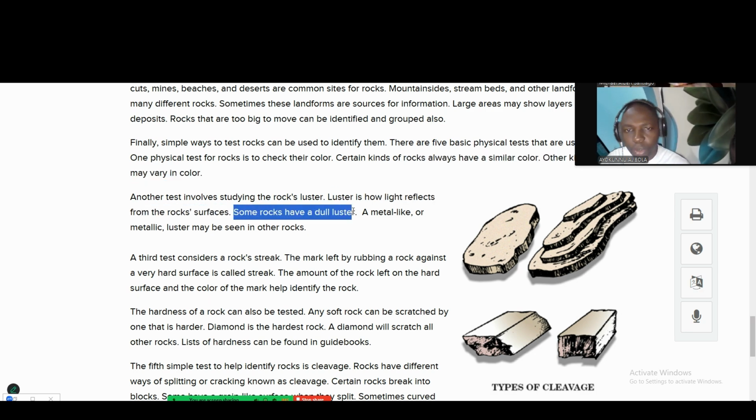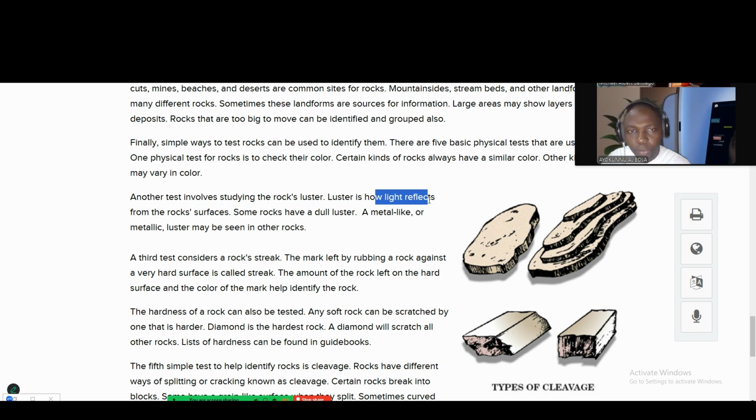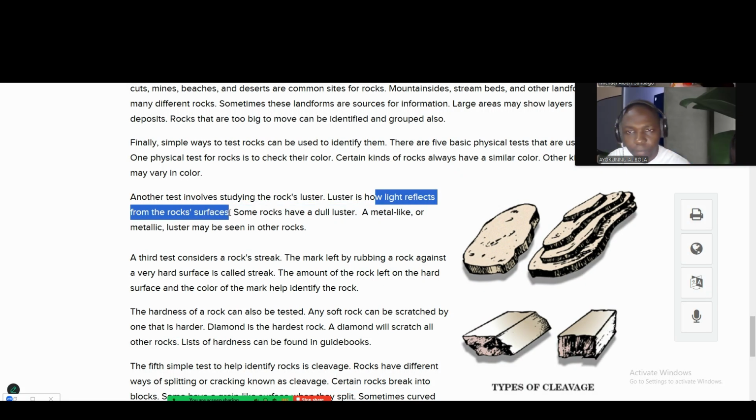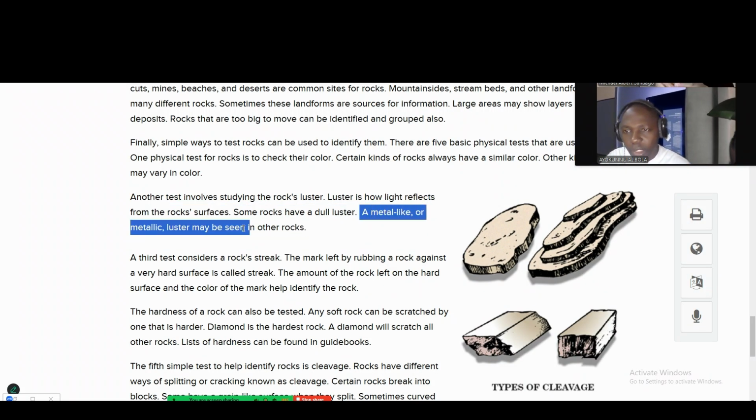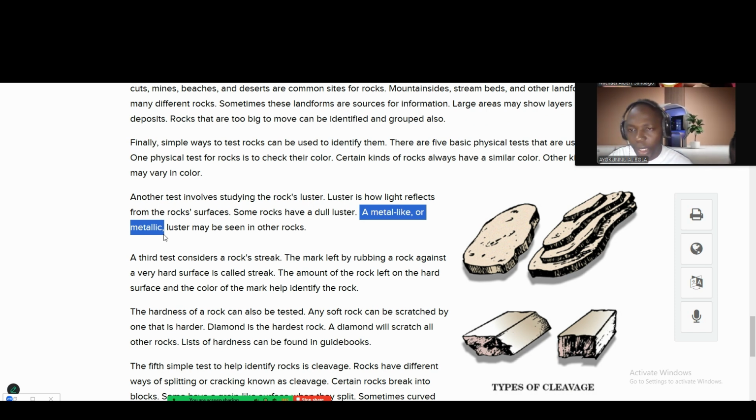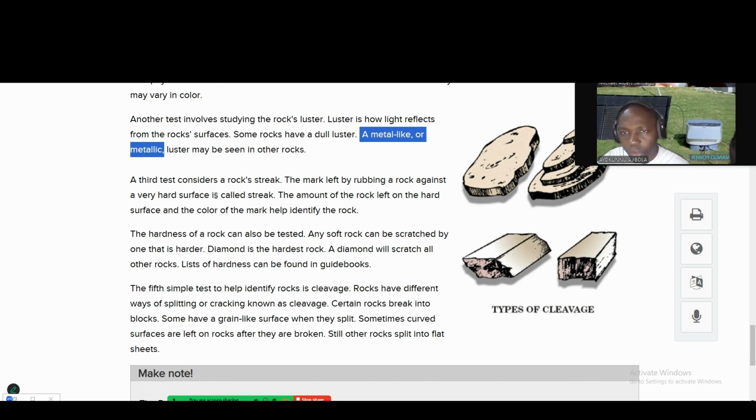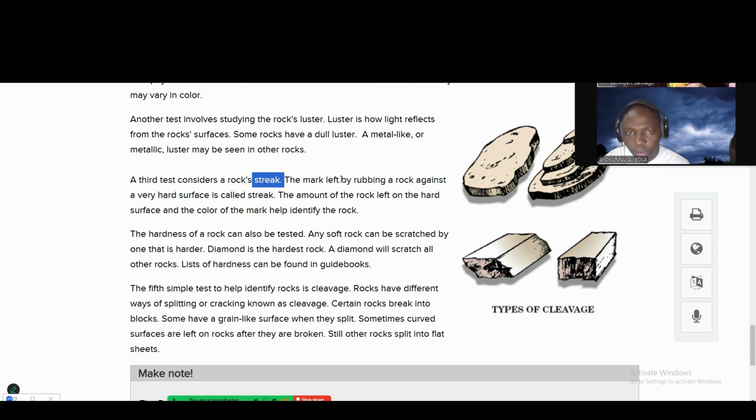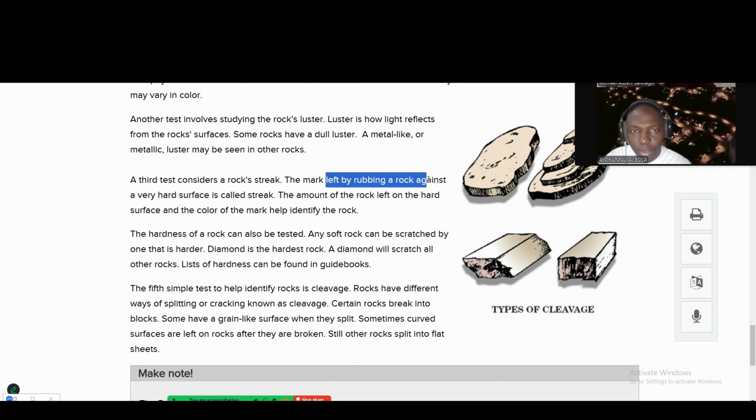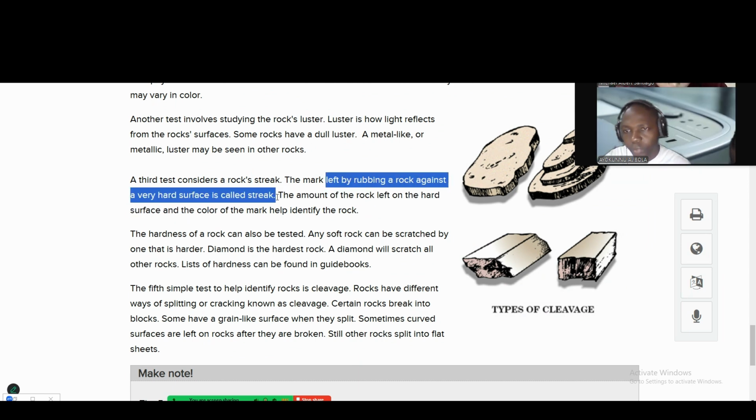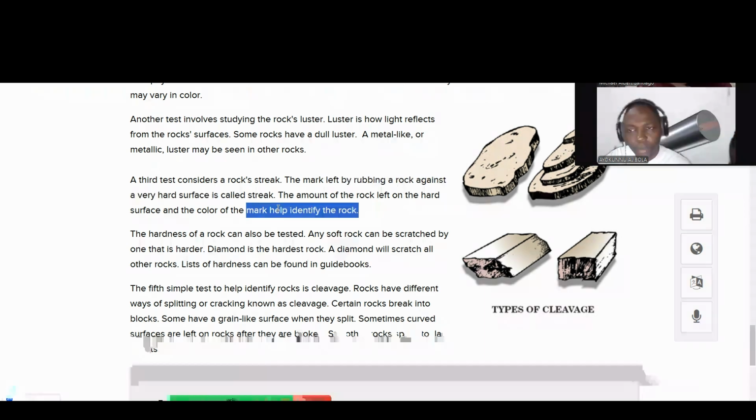Some rocks have dull luster, that is how they shine when light reflects on them. Some have metallic luster. Okay, that is shine. Then the third one is to check the streak, and that is the mark left on the hard surface when you rub the rock against it. The amount of rock that's left on the hard surface or the color of the mark may help us identify the rock.